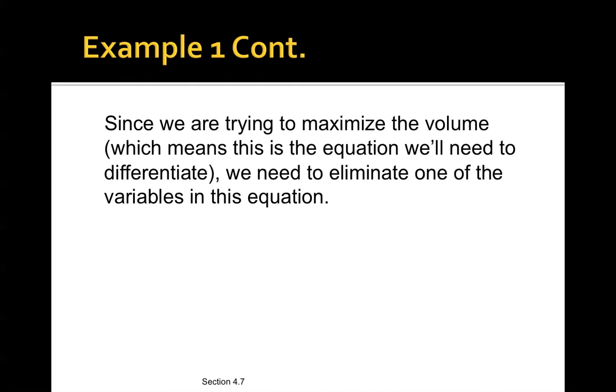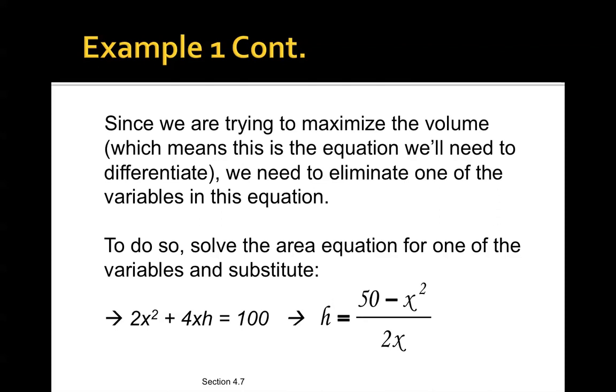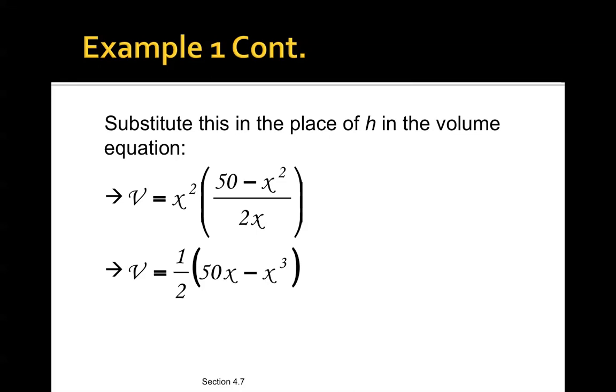So since we're trying to maximize the volume, we need to eliminate one of the variables in the equation. To do so, we're going to solve one equation for one of the variables and then substitute. So 2x squared plus 4xh equals 100. Therefore, h equals (50 minus x squared) divided by 2x with a little algebra. Now substitute this in for h in the volume equation. So volume equals x squared times the height, but in our case that's (50 minus x squared) divided by 2x. Therefore, the volume equals 1/2 (50x minus x cubed).